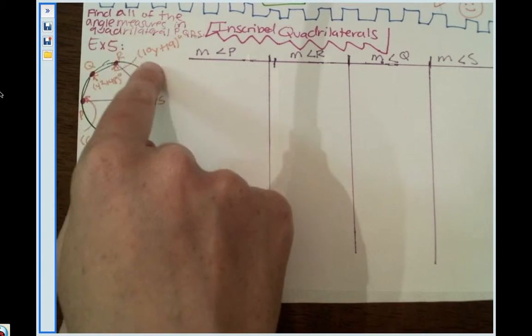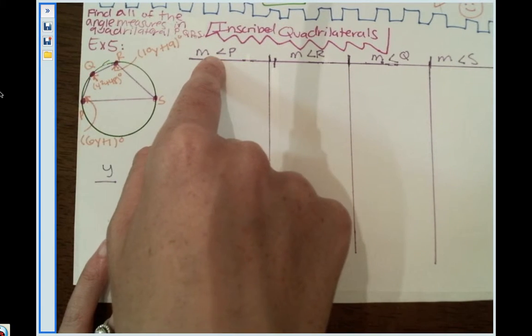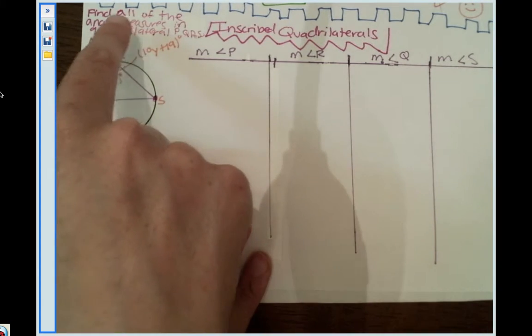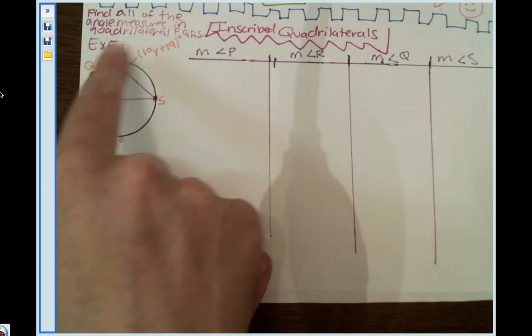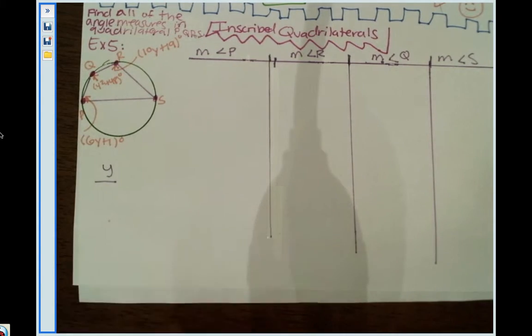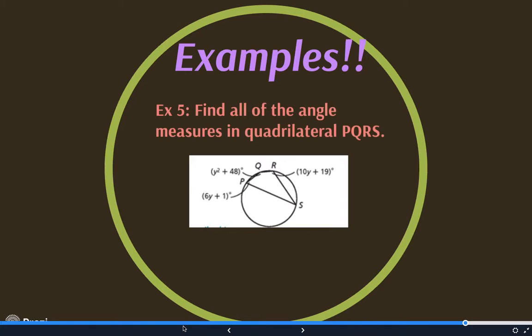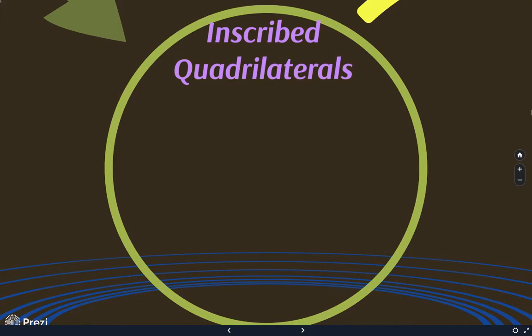Okay, I forgot to actually write out the problem for example 5. I squeezed it up here so it's really hard to see. It says find all the angle measures in quadrilateral PQRS. If you cannot see that, just look at this slide of the Prezi. If you want to pause the video and copy that down, that might be a little bit better. The theorem that we're going to be talking about is on inscribed quadrilaterals, so let's do a quick recap of that.